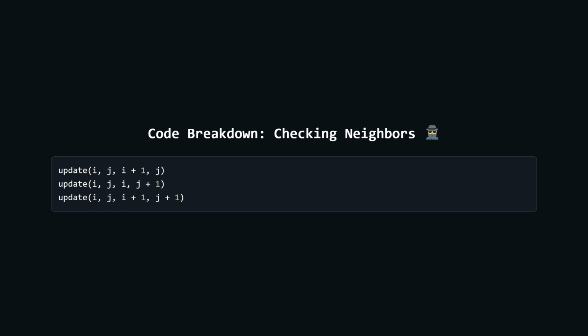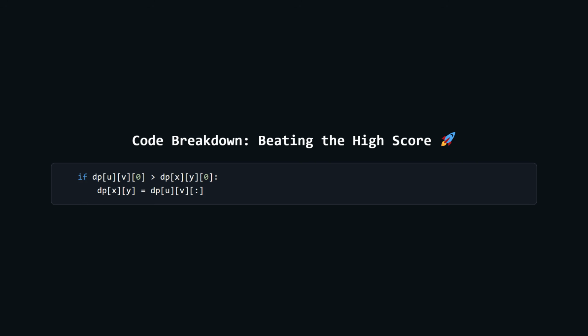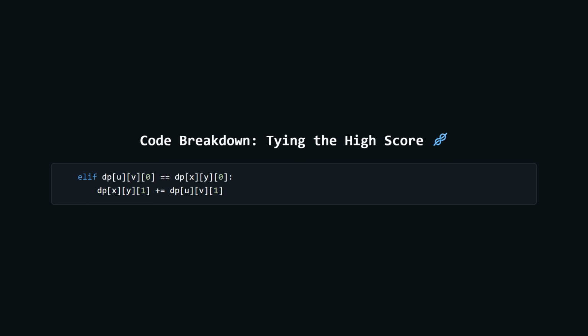For every valid cell, we call a helper function 3 times to check the cell right below us, the one to the right, and the one diagonally bottom right. Inside that helper function, the first thing we do is bail out if the neighbor is off the edge of the board, or if its score is -1, which means it's an impossible path. If the neighbor's score is strictly higher than our current cell's best score, we overwrite our cell entirely, grabbing both their high score and their path count. But if the neighbor's score exactly matches our current best, we just take their path count and add it onto ours.